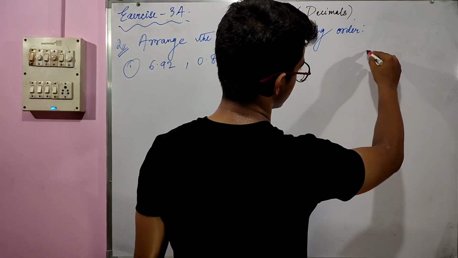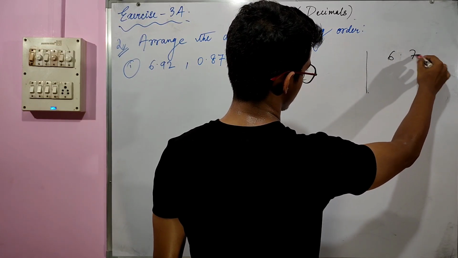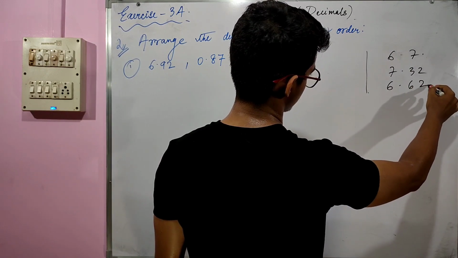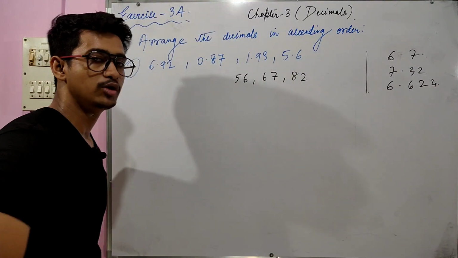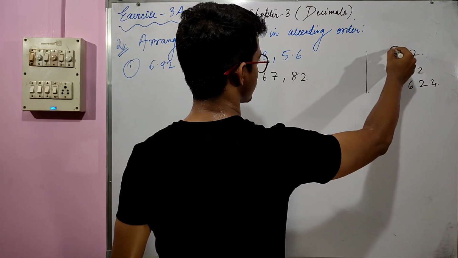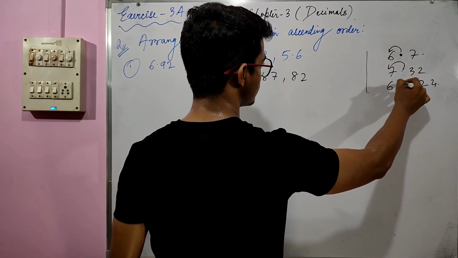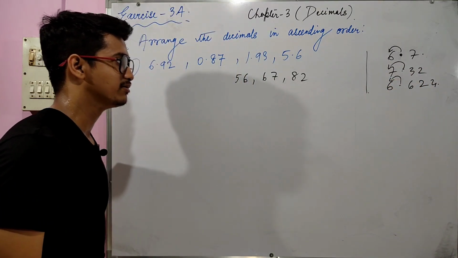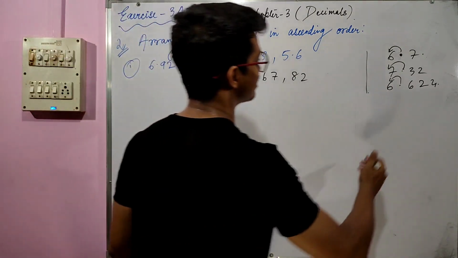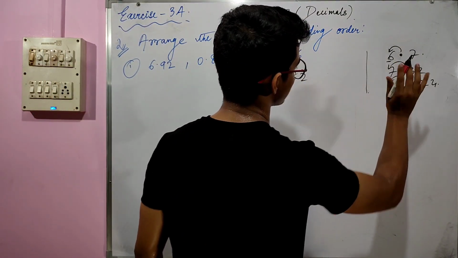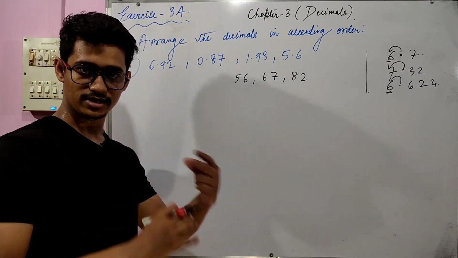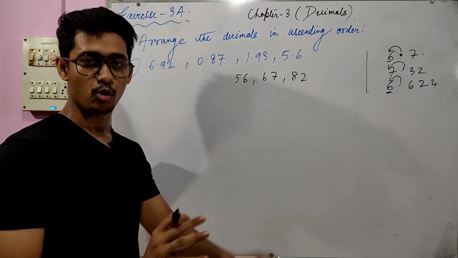So let's say 6.7 and then 7.32 and then 6.624, so how will you deal with it? First of all, we will concentrate on the before point part, right? So we will find out which is the least number over here. Here the least number is 6, and 7 is the largest number. So we will understand that 7 will come in the later part. So let's first deal with the 6 portion, right?